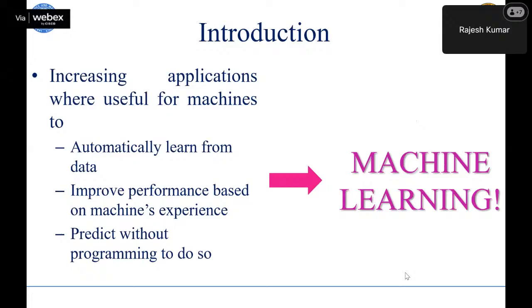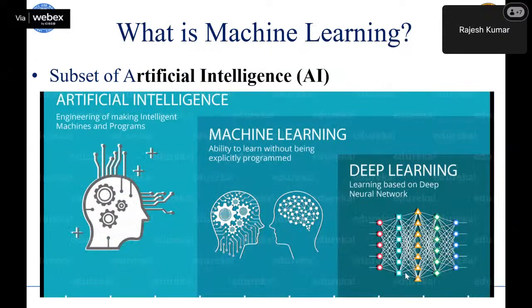So we'll find a lot of data everywhere now, and that is why you can see this domain is becoming very popular. So we want our machines to learn from the data. We want to improve our performance, and we want to predict without programming. This word is confusing, because in machine learning or AI also we do programming, but the difference is there. We'll see how it is.